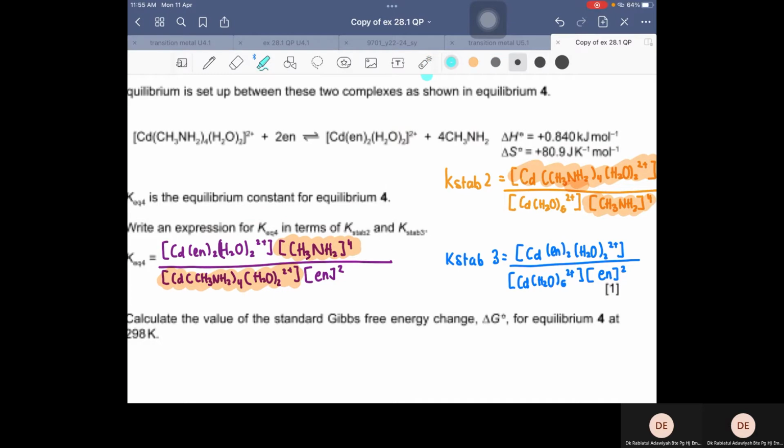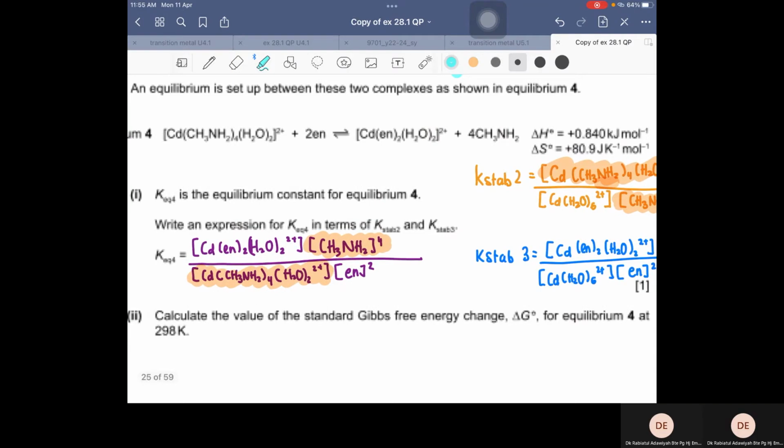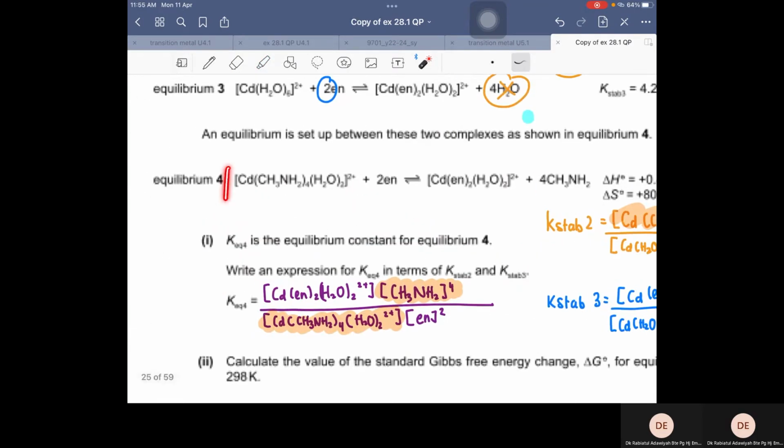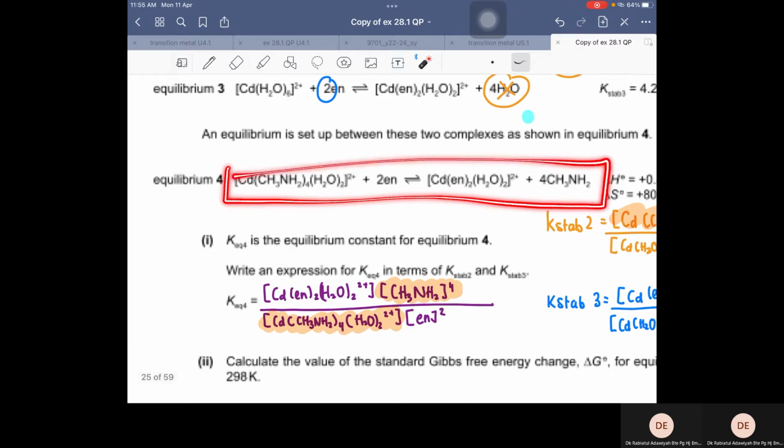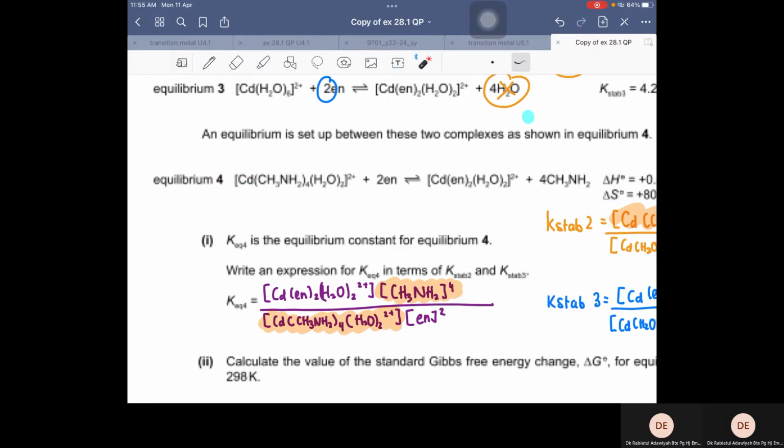Yes? This is not K step, but the equilibrium constant for equilibrium 4. Yes, correct. This is the equilibrium constant for this reaction, the one that I'm highlighting now. So basically, I want to transform this into something shortcut later on.